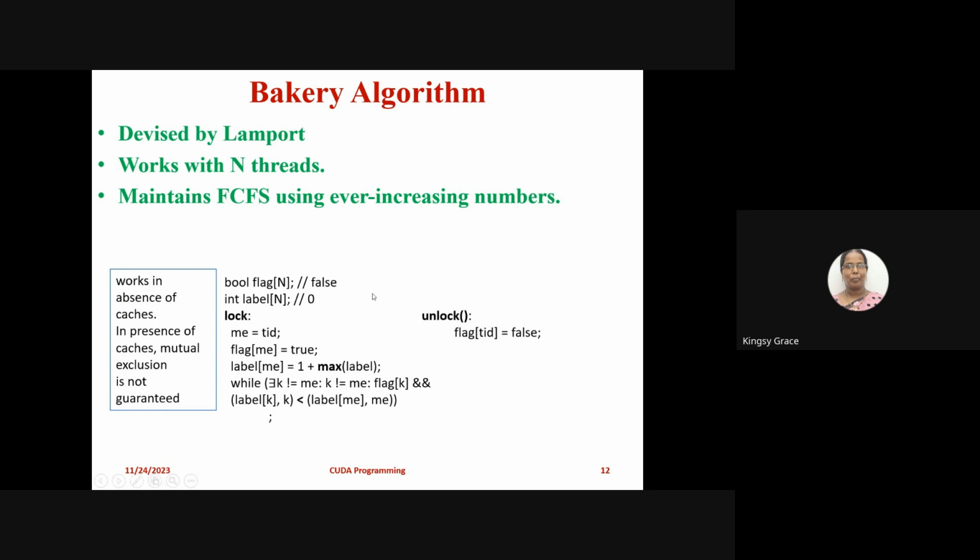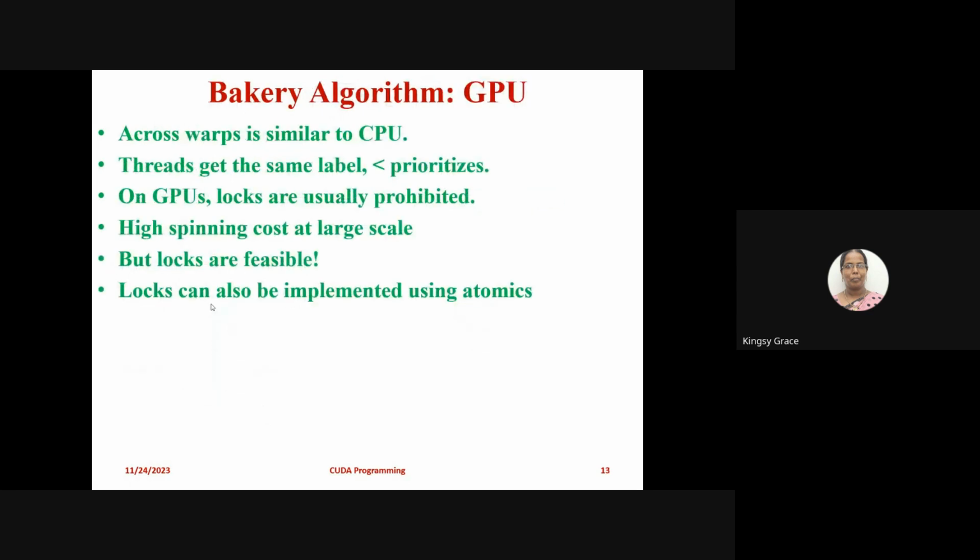So in GPU, if there are no caches, the mutual exclusion works well. If you are having caches, it won't work as well. In GPU, I already told you we are having warps. Once you are executing, all the 32 threads are combined together, and all the 32 threads are simultaneously executing the same instruction. And all the threads get the same label with some priorities.